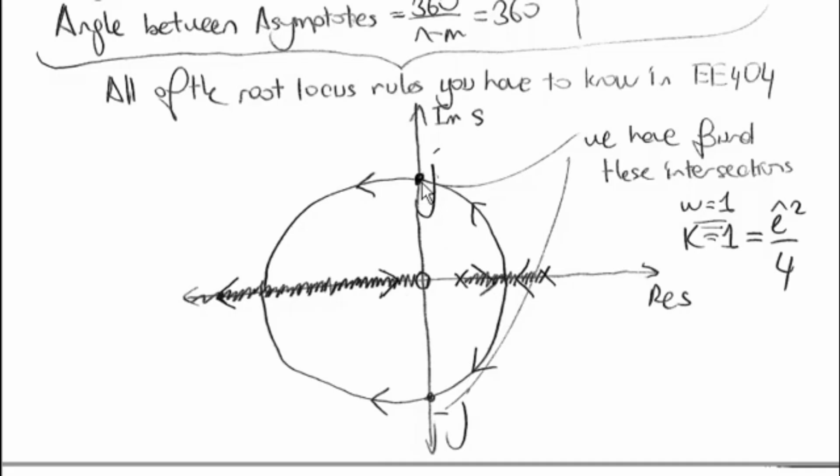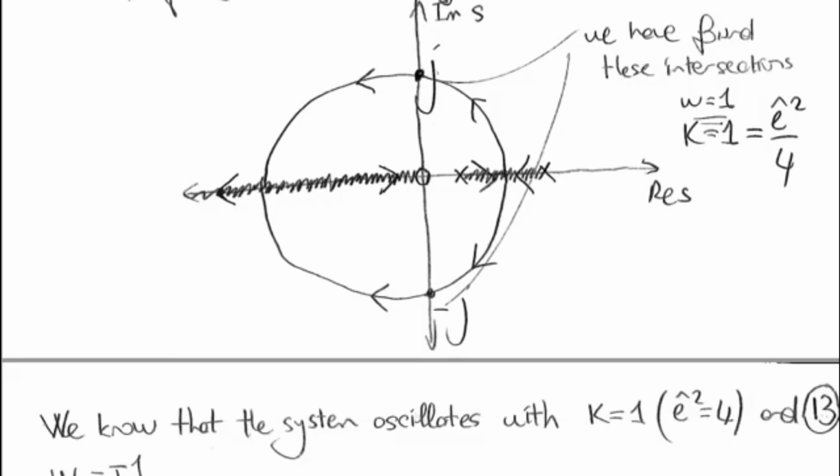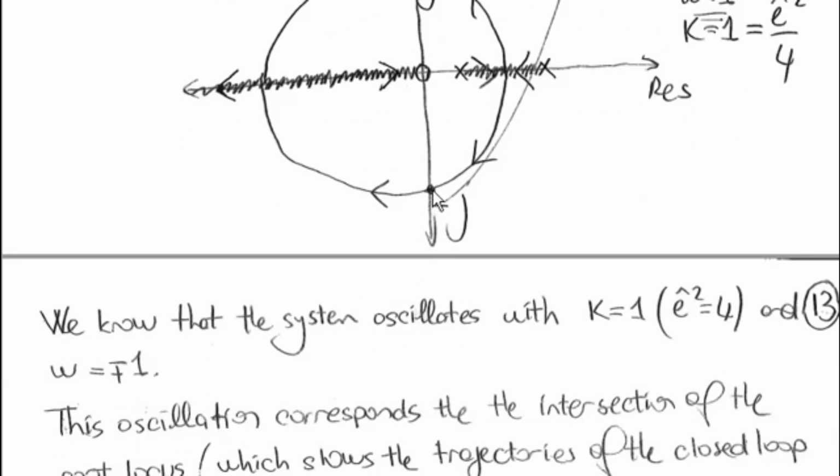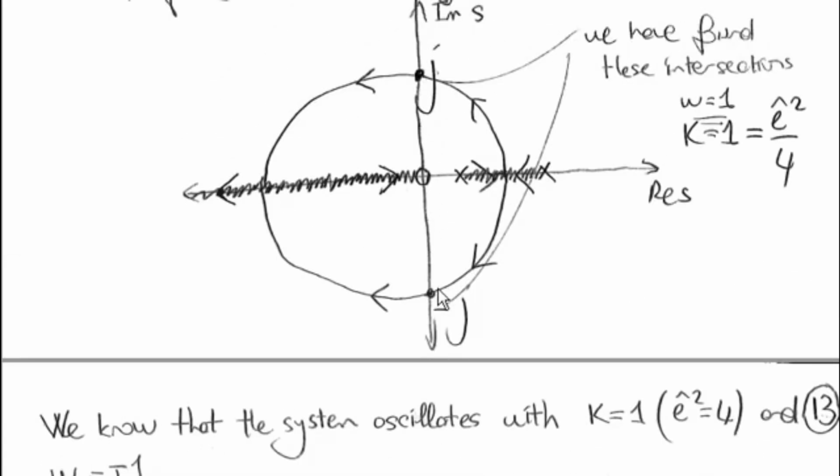But you remember that we have already found these points, which are the j omega crossings, that we found for obtaining sustained oscillations in the linear system. So now we are going to use this root locus in order to analyze the stability of the oscillations. So remember, these oscillations would correspond to these two points here.